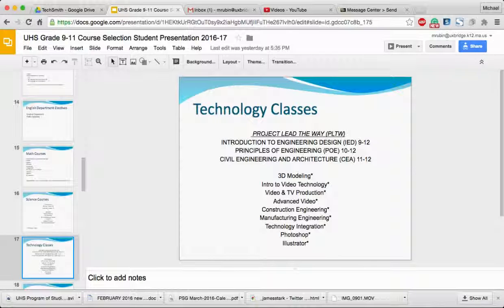I mentioned technology classes. In Tech Ed, the first three courses you see here are engineering courses, and they all count as lab sciences. The courses at the bottom, with the asterisk next to them, are all half-year courses that can help fill a student's elective offerings.